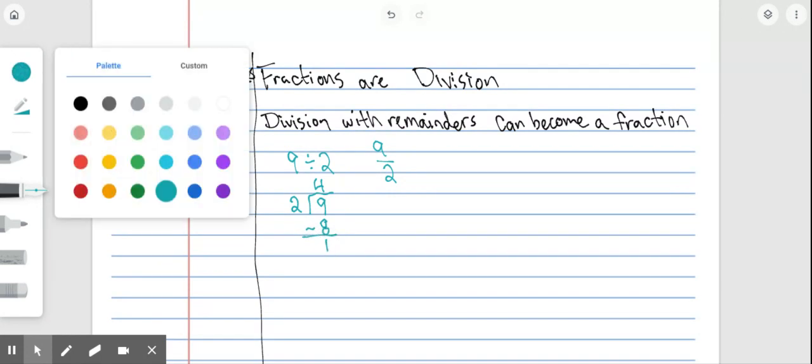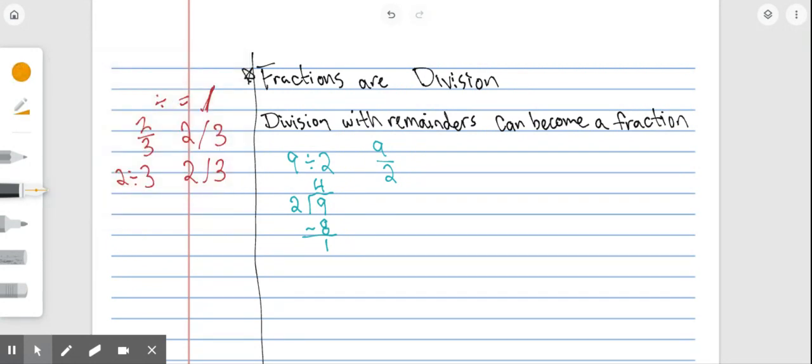Okay, so this is where the remainder part comes in. So I know that I have 4 wholes. So I'm going to write this as 4 wholes. But then I have 1 left over. The remainder is part of the fraction. Okay, so 1 is part of the fraction. However, how many pieces was I trying to split 9 into originally? I was trying to split 9 into 2 pieces, which means this is the other part of the fraction. This is how many pieces there were, or the whole amount, 4 and 1/2.